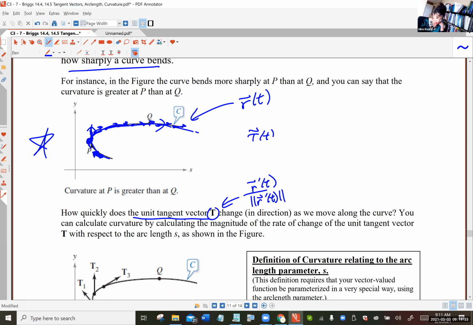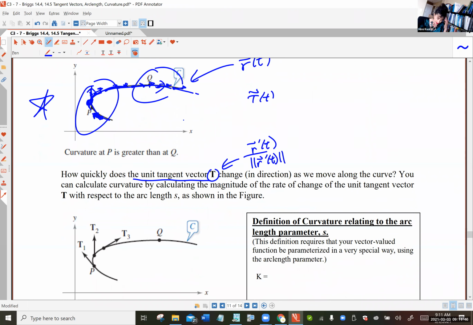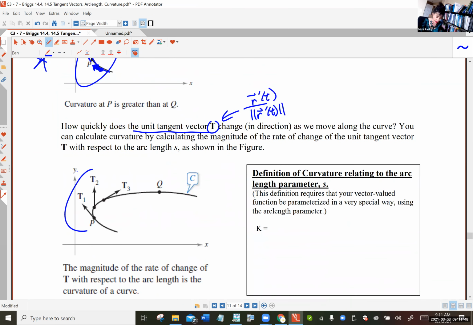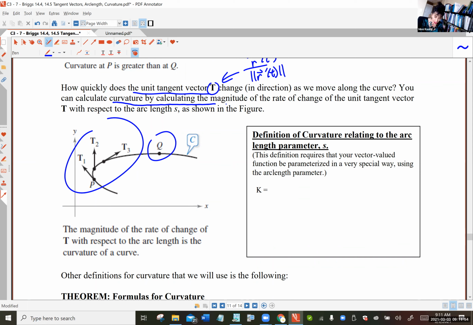So it's changing more rapidly here than it's changing over at Q. Over here at Q, it doesn't look like the little unit tangent vectors are changing direction much at all. They're still pretty much pointing to the right. So here they're changing fast, and over here, not so much. So this is how you calculate curvature. You calculate the magnitude of the rate of change of the unit tangent vector with respect to the arc length, as you're traversing around a piece of the arc.